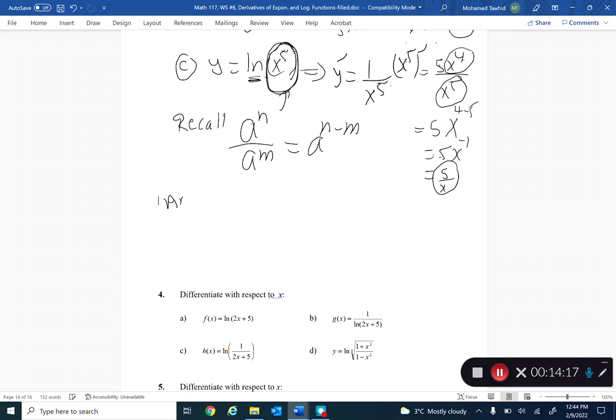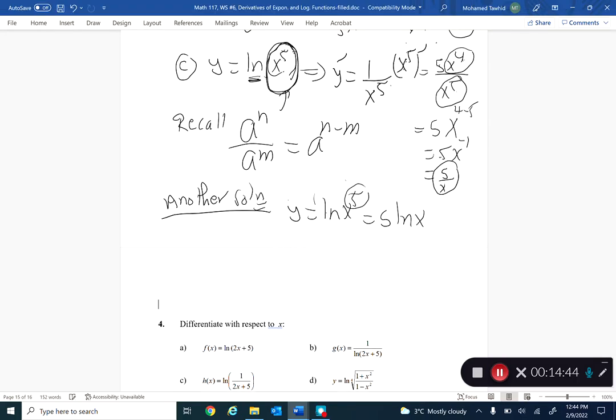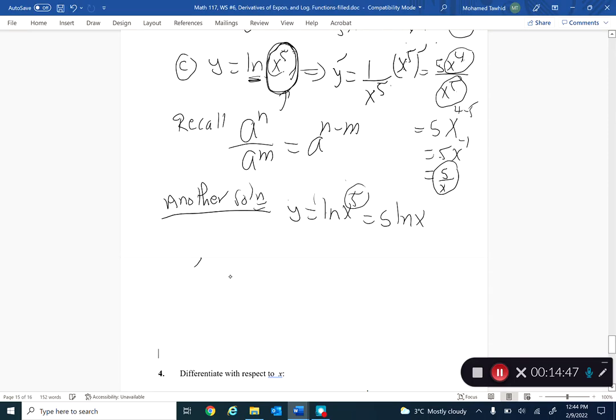Another solution: if you have y equal ln x to the power 5, I can put 5 in front, so you have 5 ln x, right? Then you go ahead and take the derivative of this. How do we get the derivative? If you get y prime, it will be 5 ln x, the whole thing prime.